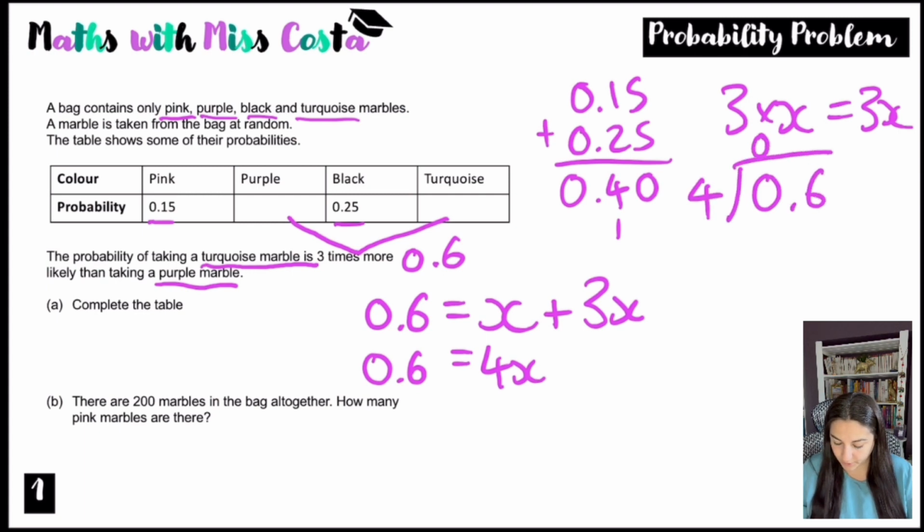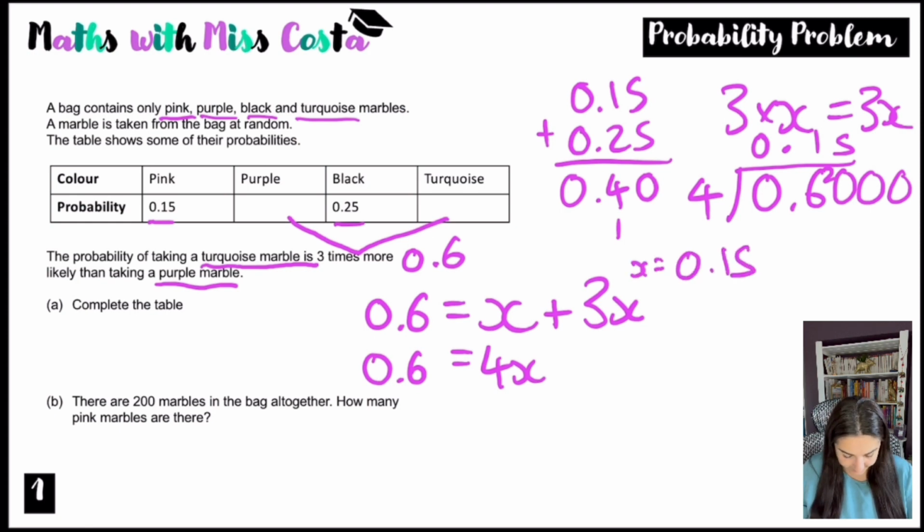How many 4s go into 0? None. So how many 4s go into 6? 1, remainder 2. So I put my little zeros here. How many 4s go into 25? So the probability of it being X is 0.15.